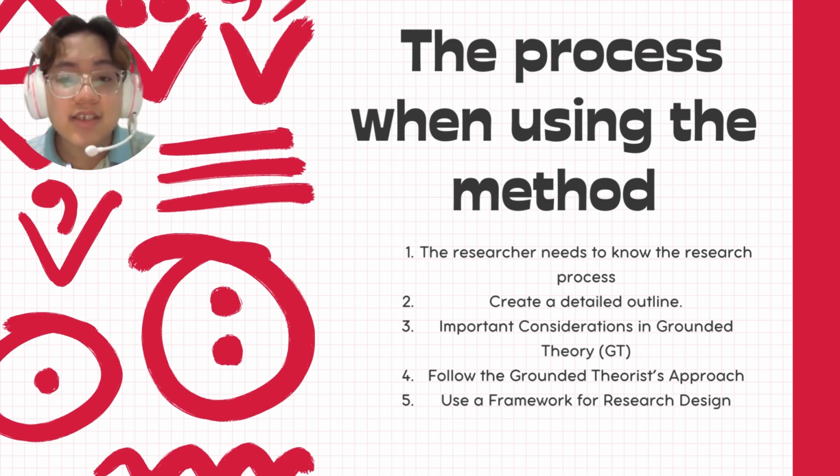Then, after knowing the process, you will now create a detailed outline. Having a well developed outline helps keep the study organized and ensures you know exactly what you're going to do at each stage. The next step is learning the important considerations in grounded theory.